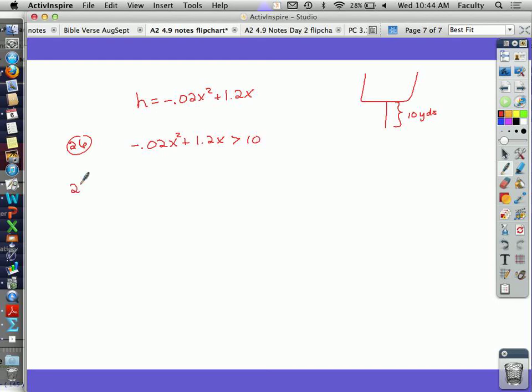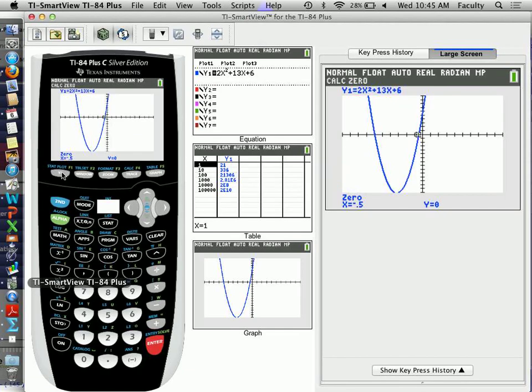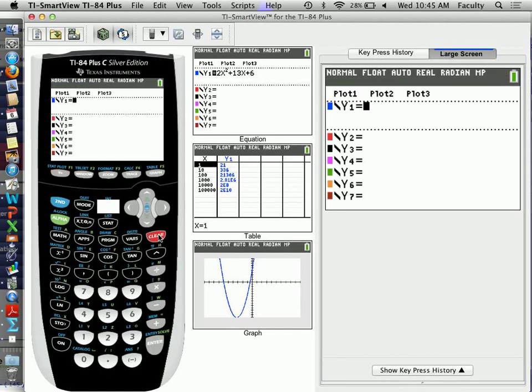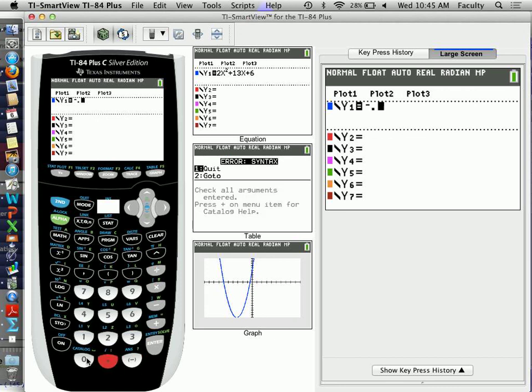Okay, so that's 26. Now 27 says, let's solve the inequality. So what you're going to need to do is subtract 10 from both sides. And then I do not want to attempt to factor this, right? I mean, that would be nasty. So here's what we're going to do. You're going to go to your calculator, and in your y screen, we're going to enter our inequality. Negative 0.02x squared plus 1.2x plus 10. Oops, it's minus 10, right?